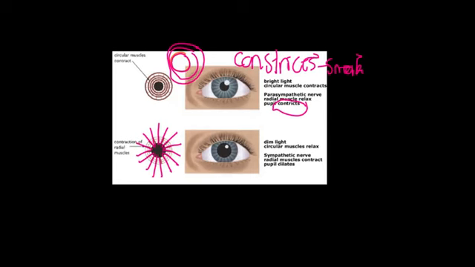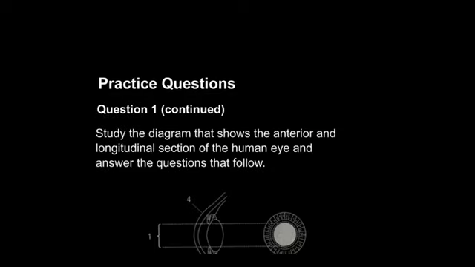And when I'm in a dark area or dim light, what do I need? I need my pupil to dilate. I need to get more light in. So that is called the pupillary mechanism.